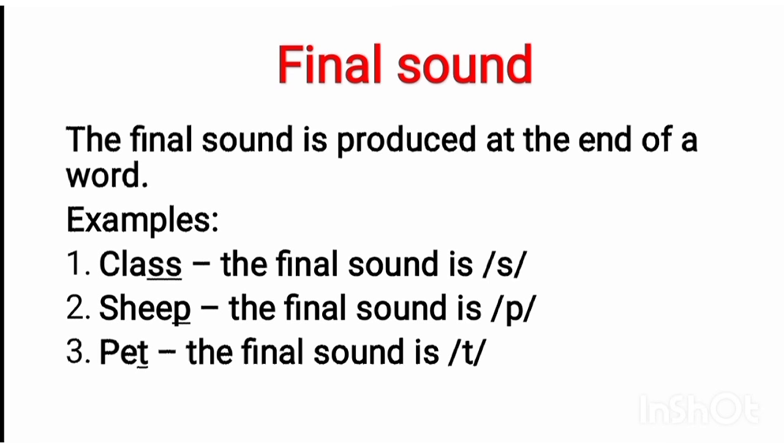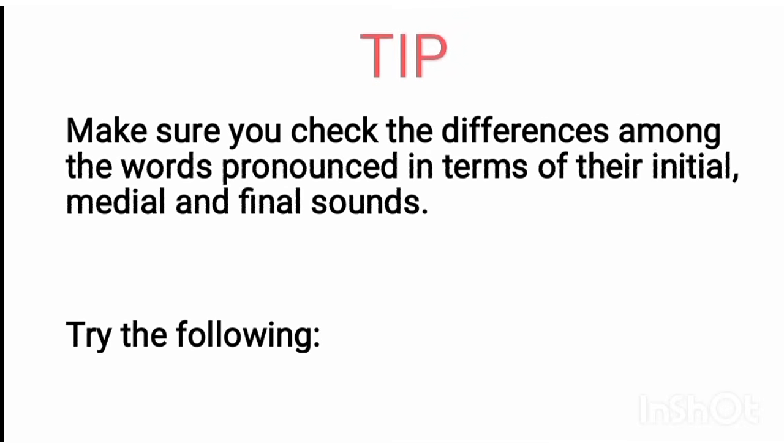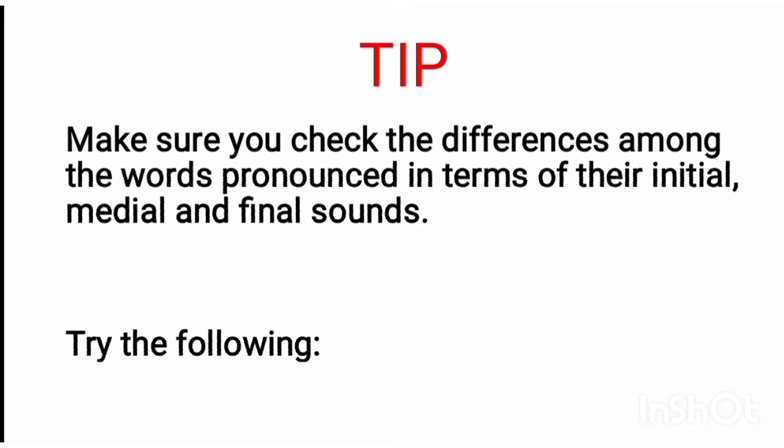Final sound. The final sound is produced at the end of a word. Here are examples. Class. The final sound is S. Sheep. The final sound is P. In pet, the final sound is T. Tip. Make sure you check the differences among the words pronounced in terms of their initial, medial, and final sounds.